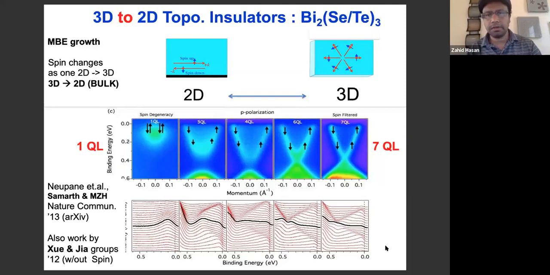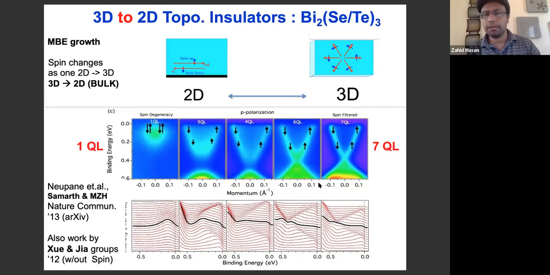So in other words, given a topological insulator film, we can tell by doing ARPES, spin ARPES, whether the film is in the 3D limit or in the 2D limit. For example, here in the 3D limit, you have a Dirac cone protected here. These are all non-magnetic. Here you have a gap.